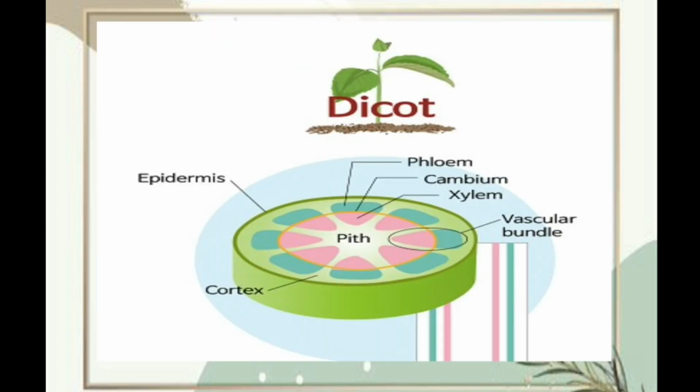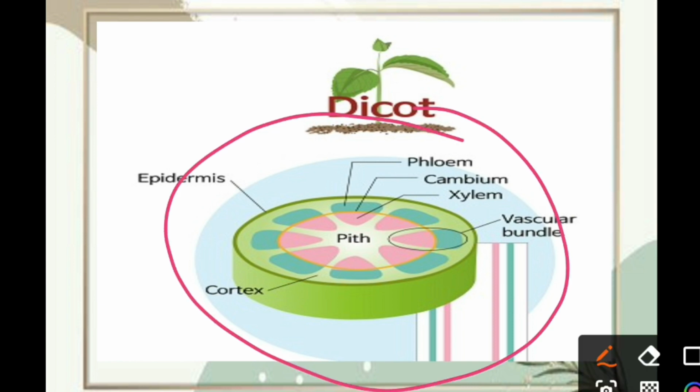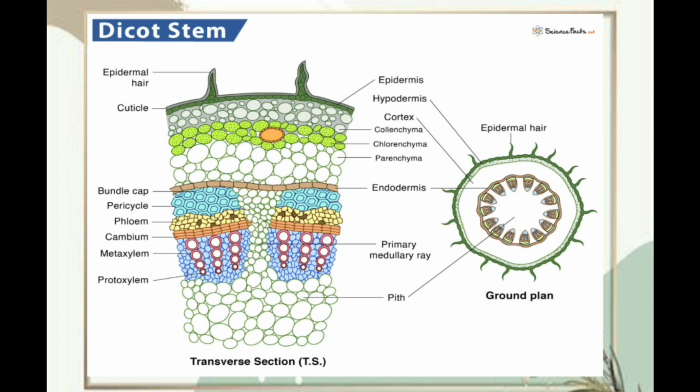Next is the zone of vascular bundles. Vascular bundles are distinct and arranged in the form of a ring. In the dicot stem, vascular bundles are conjoint, collateral, open, and endarch. The meaning of the word conjoint is that both xylem and phloem are present in the same bundle.